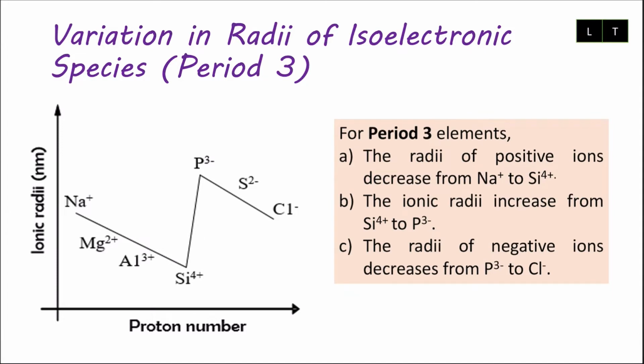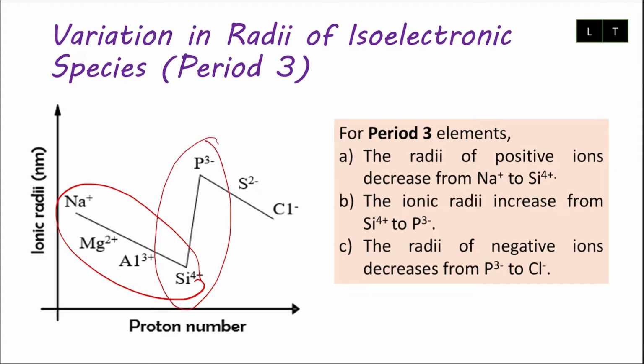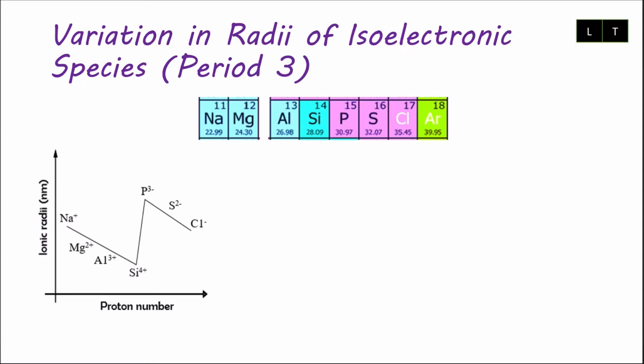So the first part, I'm going to explain based on radii of positive ions from Na+ to Si4+. After that, I will explain about the fluctuation between Si4+ and P3-. And last but not least, I will explain the trend for P3- to Cl-. So this is how we are going to divide them into 3 parts.